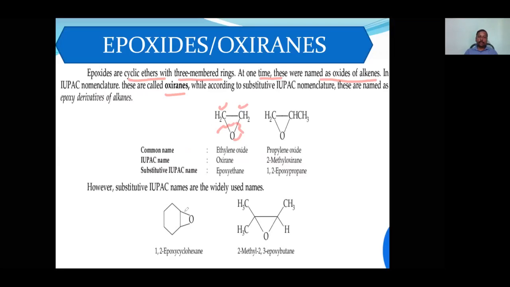Then the substitutive IUPAC name. Here, see, it is a three-membered ring, but it is substituted with this group, a methyl group. Then naming will be like this: 3-methyl, 2,3-epoxy butane, 1,2-epoxy cyclohexanone. Simple, you write that name, and the carbons that are there should be numbered up here. Okay.